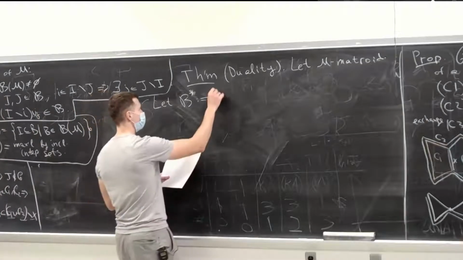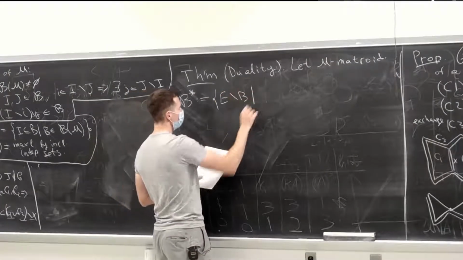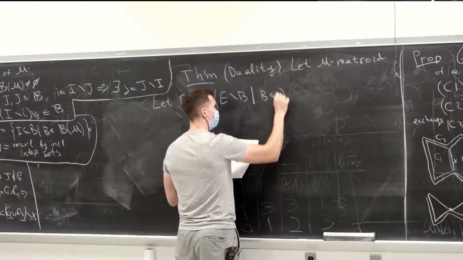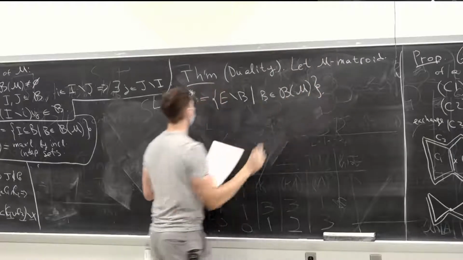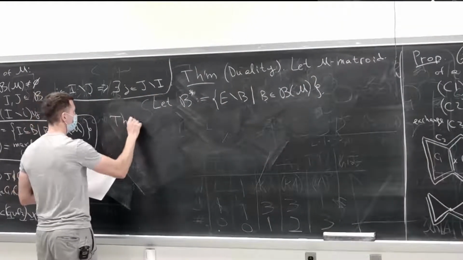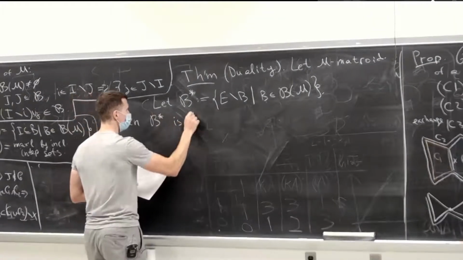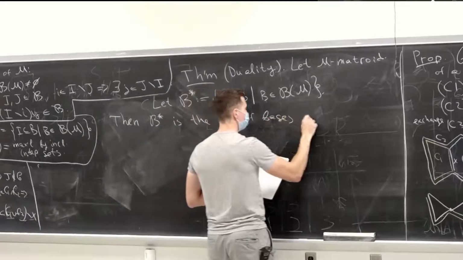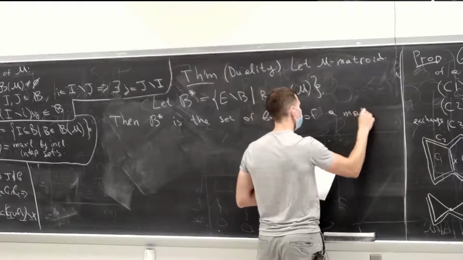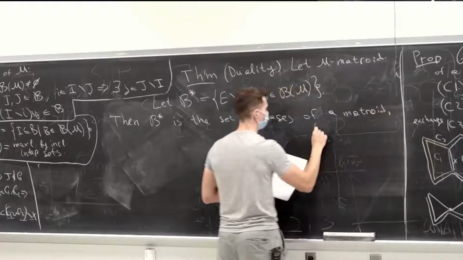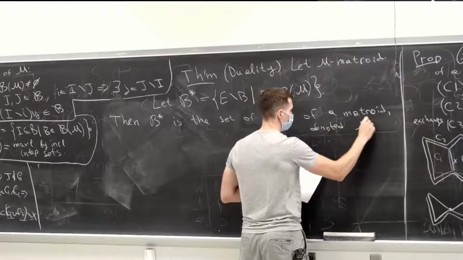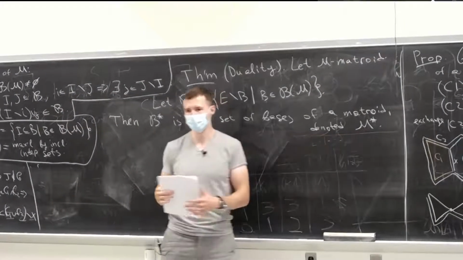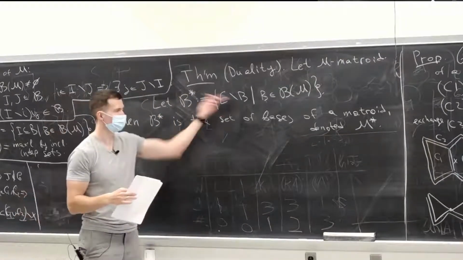Perfect. Yeah, that's exactly correct. Yeah, take the complement of every basis of your matroid. So then the claim: the set of complements is the set of bases of a matroid, which is denoted M star. So that's called the dual matroid to my original matroid. Just take the complement of every basis.